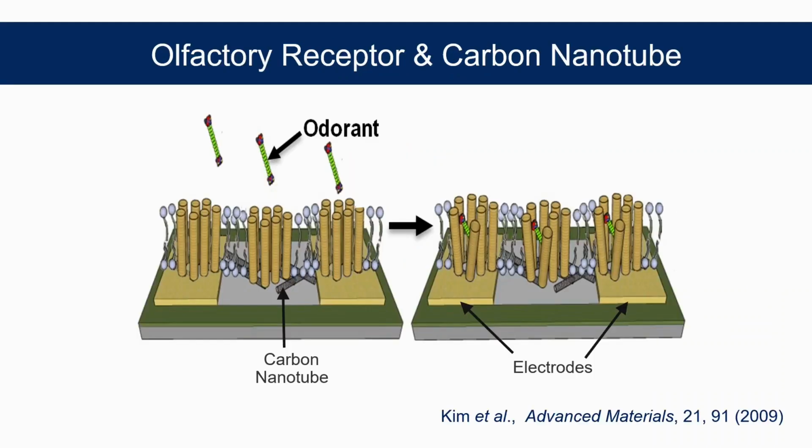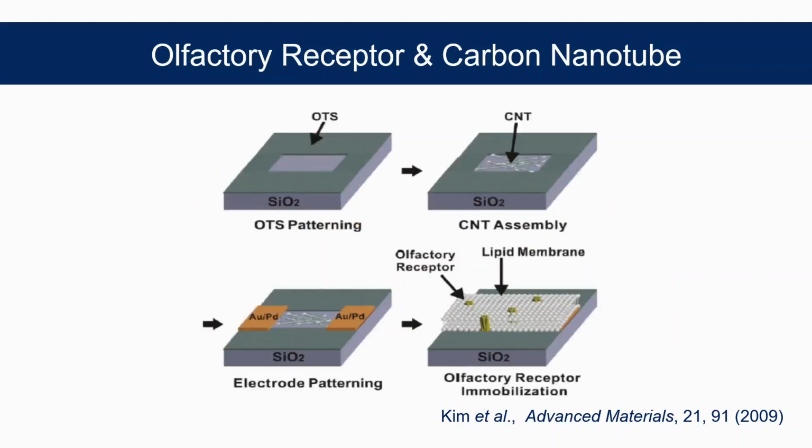So this is one example. In this case, we use the olfactory receptor, and this is carbon nanotube material as a transducer nanomaterial. So you can see this is an olfactory receptor, and this black rod represents the carbon nanotube. In this example, the olfactory receptor surrounded by lipid membrane was just adsorbed on the carbon nanotube surface.